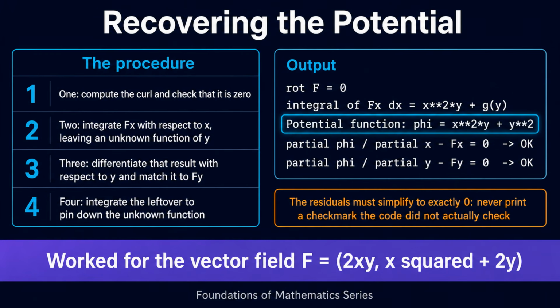Second, integrate the first component with respect to x, giving x squared y plus an unknown function of y alone. Third, differentiate that with respect to y and match it against the second component, which leaves 2y. Fourth, integrate to get y squared. So the potential is x squared y plus y squared. And then verify, honestly. The source computes both residuals and checks that they simplify to exactly 0, rather than printing a checkmark the code never actually tested.